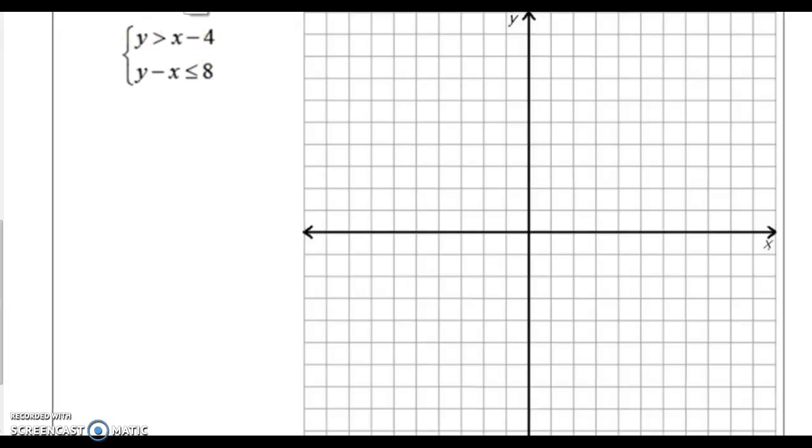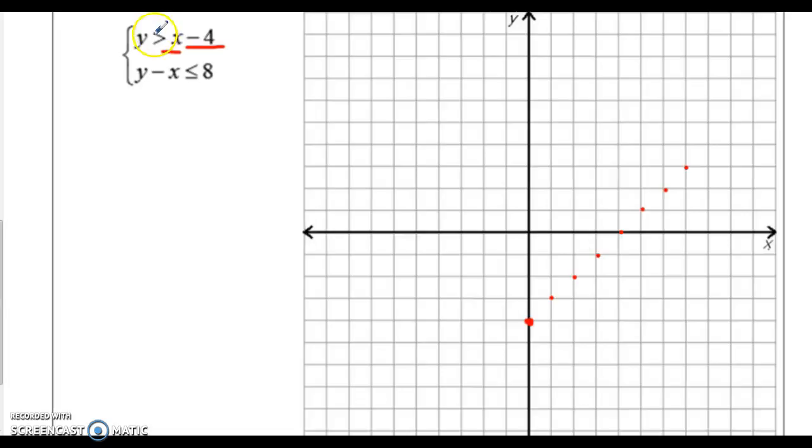With this first inequality, it says that the y-intercept is negative 4, so I'll go ahead and put a point at negative 4. And my slope is 1, so that means I go up 1 over 1. So I'm going to simply go up 1 over 1 here, over and over again, until I get the idea. And now that I've gotten the idea, I'm just going to use a ruler to make a straight line.